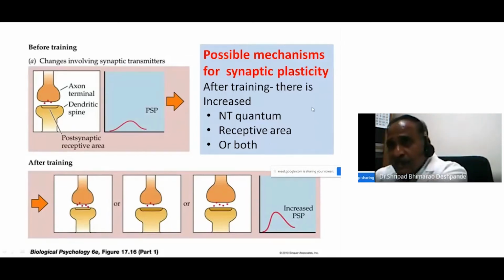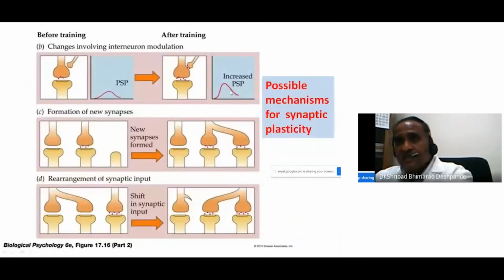Now we will go on to the next one, again the mechanisms for synaptic plasticity. We already know about this: this is a postsynaptic potential, with increased area as well as increased transmitter release. So that is one component. The second component is that it will try to make new synapses. For example, another dendrite is coming up there. After some time, after repetition and rehearsing, you have another synapse formed.